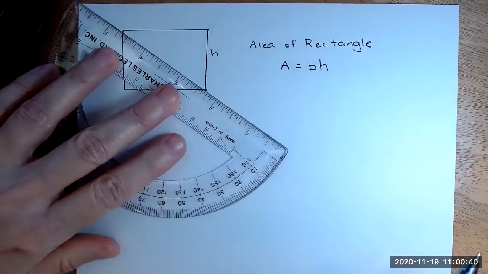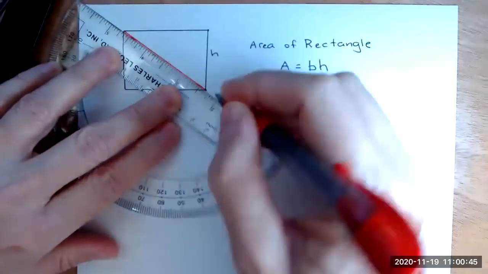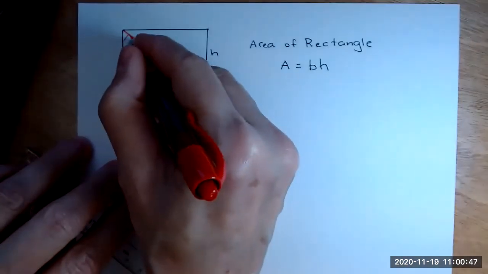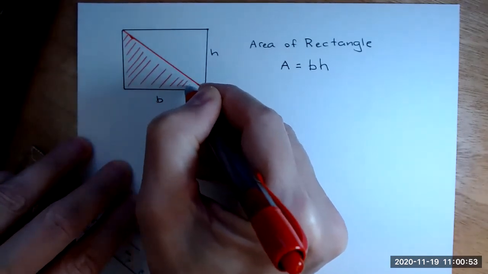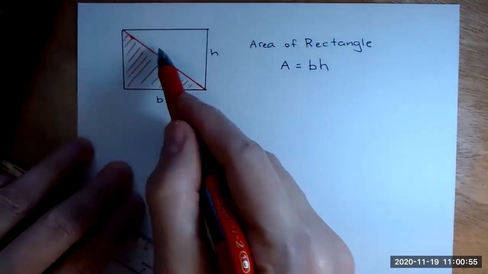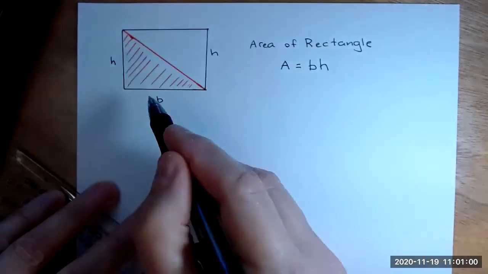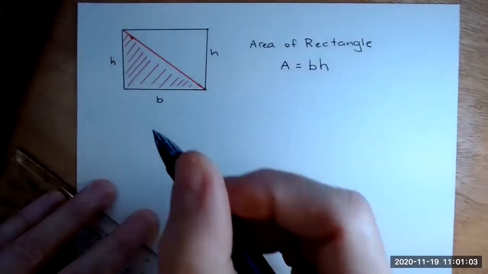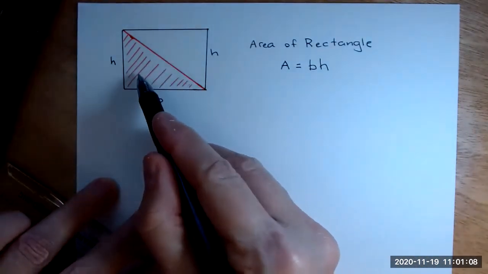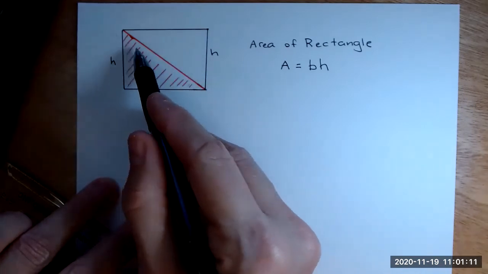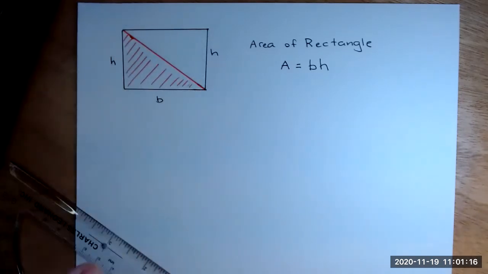So if you were to take this rectangle and draw a diagonal and wanted to find the area of this shape, well, what is this shape? It's a triangle. It has the same base and the same height as this rectangle. And you can probably tell just by looking that the area of this triangle is half of the area of the rectangle.